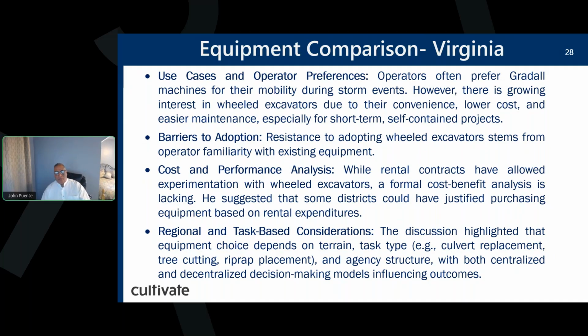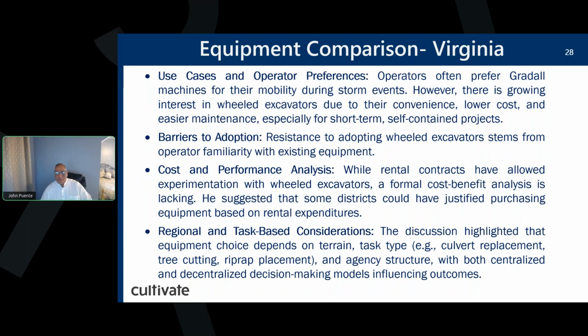And this is something that we are recommending to the Ohio DOT to take a look at. What is your rental history from all the districts and the rental equipment itself? Because that may help to justify the use of the wheeled excavators.